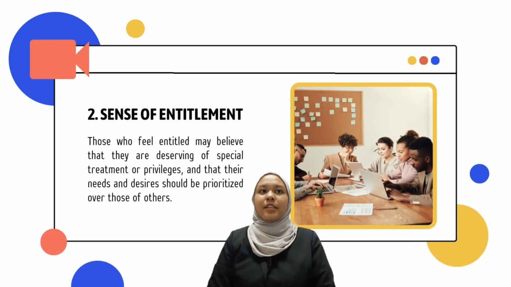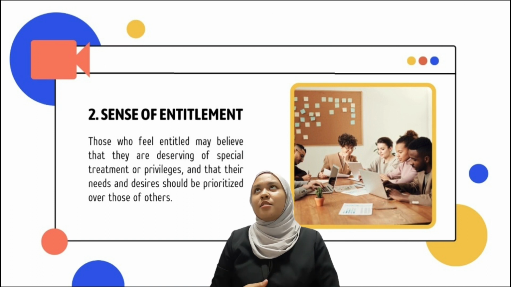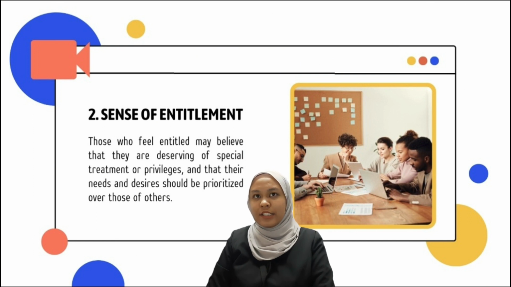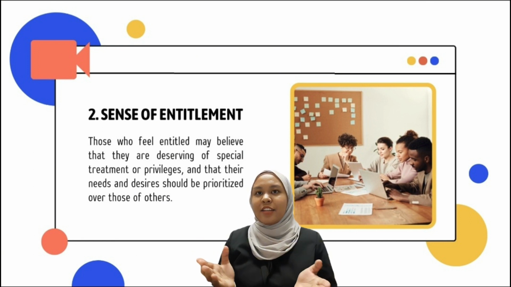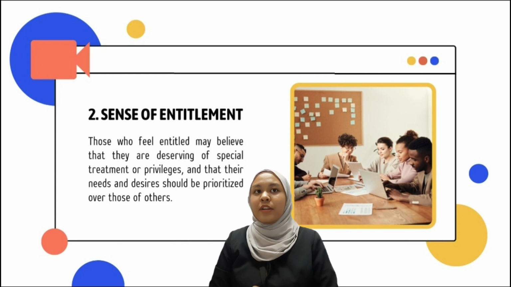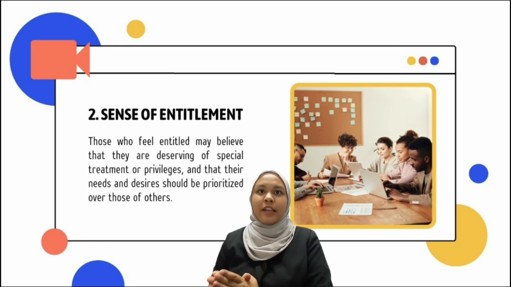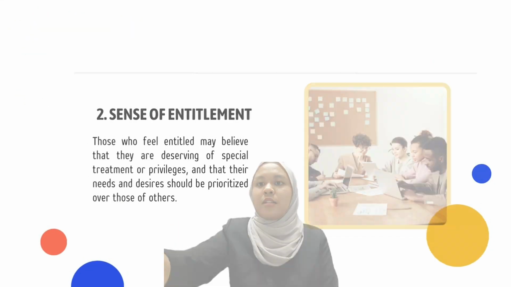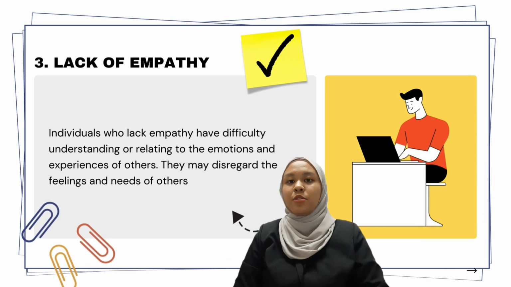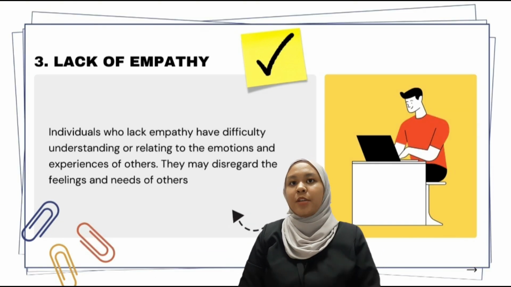The next reason is a sense of entitlement. A sense of entitlement can also contribute to abuse of power. Those who feel entitled may believe that they are deserving of special treatment or privileges, and that their needs and desires should be prioritized over those of others. This can lead to behavior that is self-centered or exploitative, as individuals use their power to benefit themselves at the expense of others. Another factor that can contribute to abuse of power is a lack of empathy.